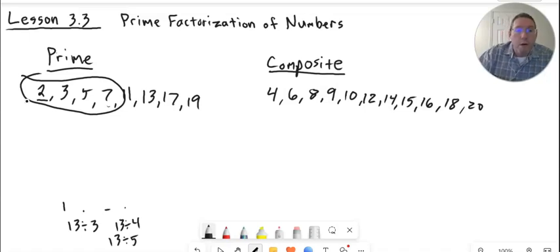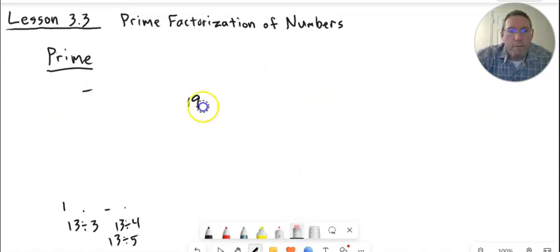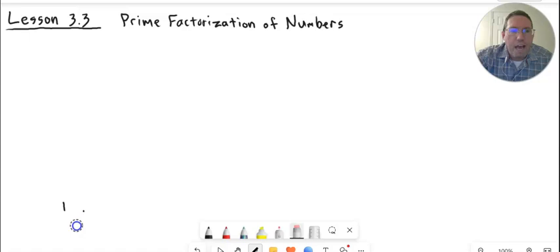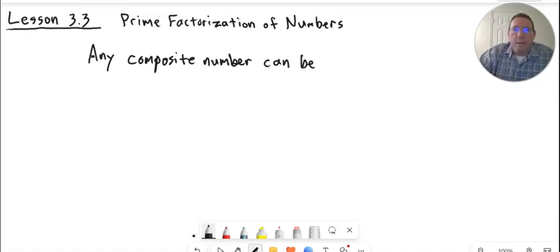So that's our review of prime numbers. Okay, so now that we understand, or remember, the difference between a prime number and a composite number, there's a math fact that is important for what we're going to do: any composite number can be factored.